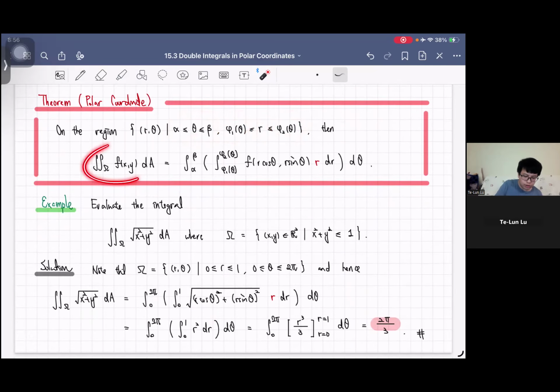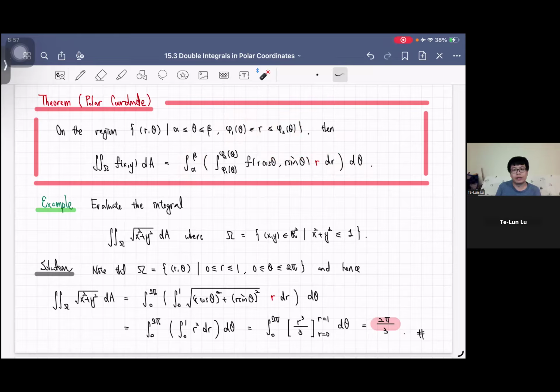Then the integration over this domain omega is given by f of r cosine theta, r sine theta, and there's an extra r. Don't forget this guy. And we integrate r from v1(theta) to v2(theta), and theta goes from alpha to beta. So yeah, this is the case where you are dealing with a type 1 region.